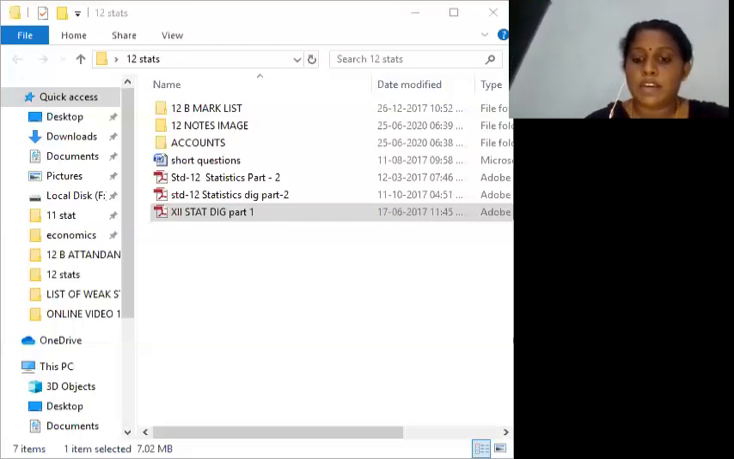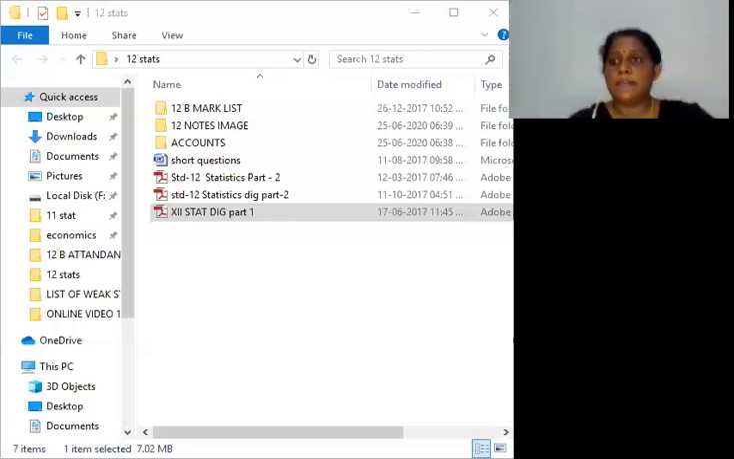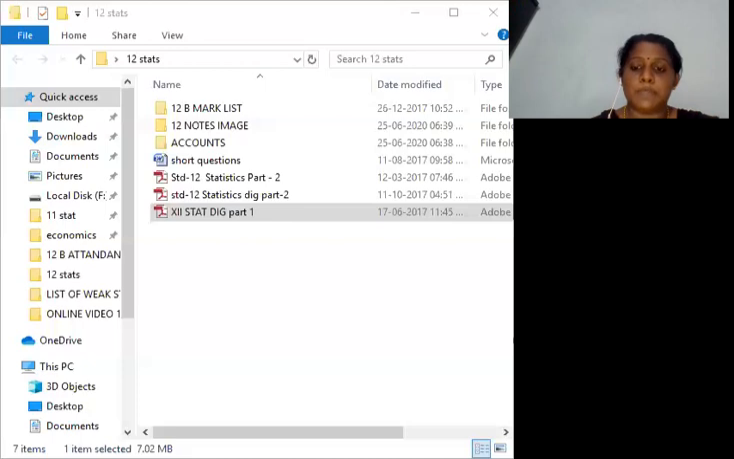Now b is sigma x minus x bar into y minus y bar upon sigma x minus x bar the whole square. Substitute the values. 115 upon 130, that is 0.88. Now a equal to y bar minus b x bar, that is 100 minus 0.88 into 100, that comes to 12. Now the regression line, that is y cap equal to a plus bx, that is 12 plus 0.88x. So this is your answer of the 13th sum, right?